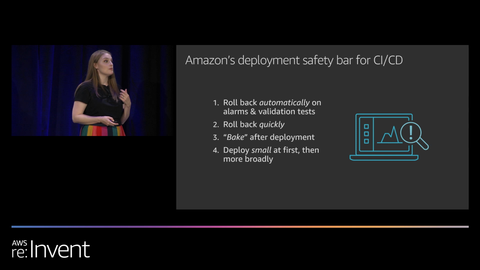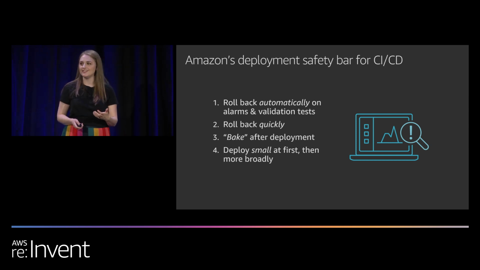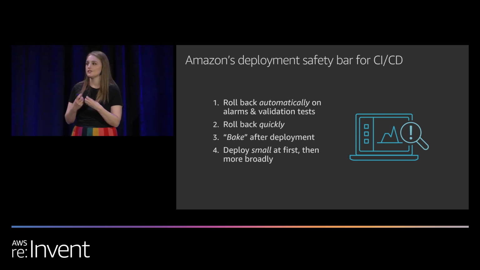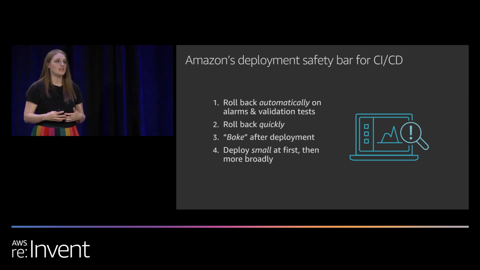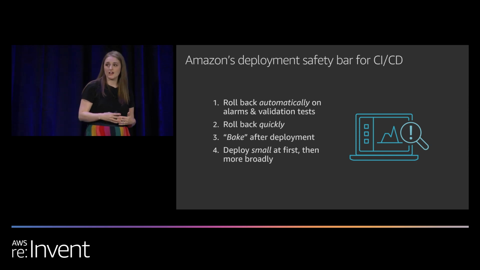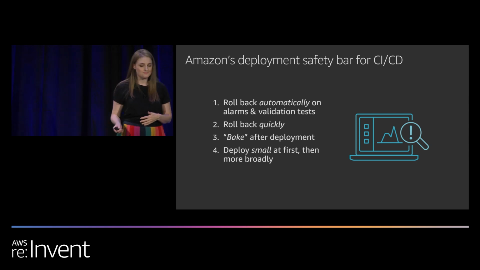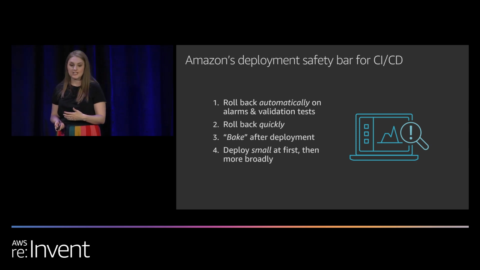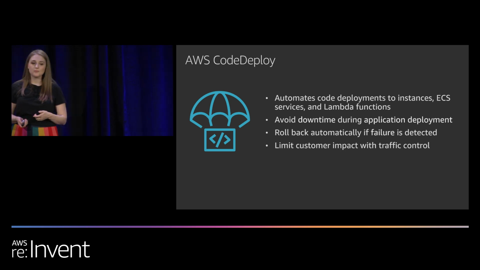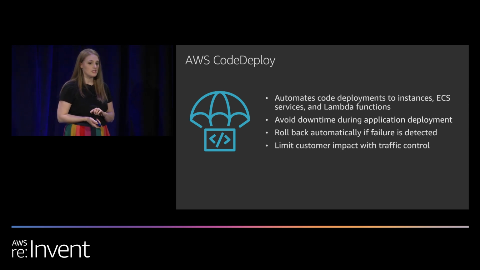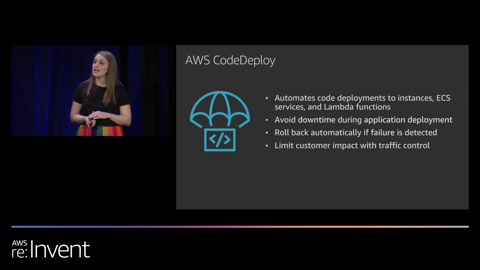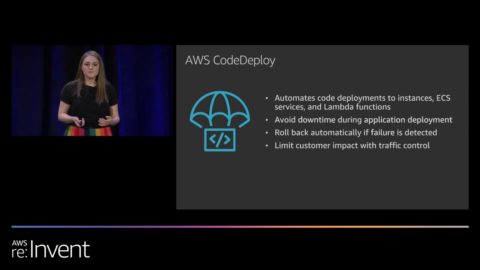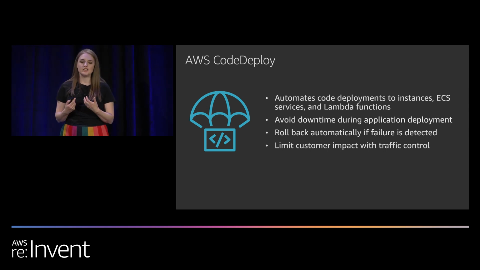And the fourth is to deploy small at first and then more broadly. So I showed you that Amazon pipeline before and how we pick a small percentage or a single zone to limit the initial impact of new code getting into production. So in order to implement this in your own CI/CD pipelines, I recommend using AWS CodeDeploy. CodeDeploy automates code deployments to instances, ECS services, and Lambda functions, so you can really use it across many of your applications. And you can use CodeDeploy to really avoid downtime.